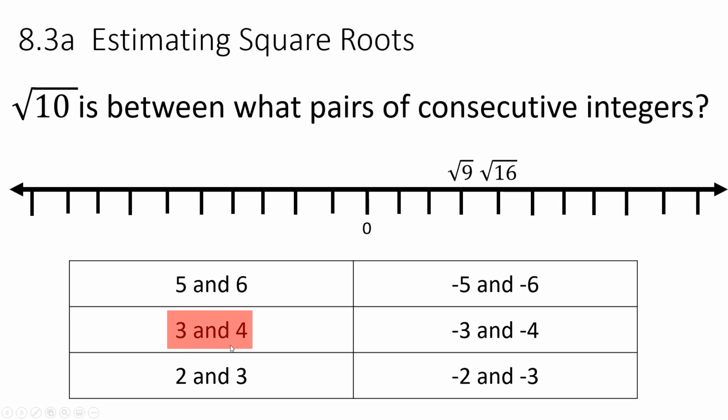Now you also need to remember that square roots of numbers can have negative numbers because negative times negative makes positive. So we could also say square root of 9 is negative 3, square root of 16 is negative 4, and we could think of it as between negative 3 and negative 4 as well. We'll be eventually having a video explaining this a little more thoroughly.